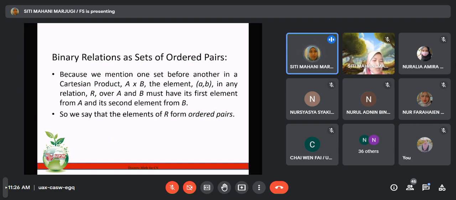Because we mentioned one set before another in a Cartesian product, A Cartesian B, the element AB is any relation R over A and B. It must have its first element come from A, and its second element come from B. So we have a pairing here: one element from A, one element from B. We can say this is an ordered pair for this element.